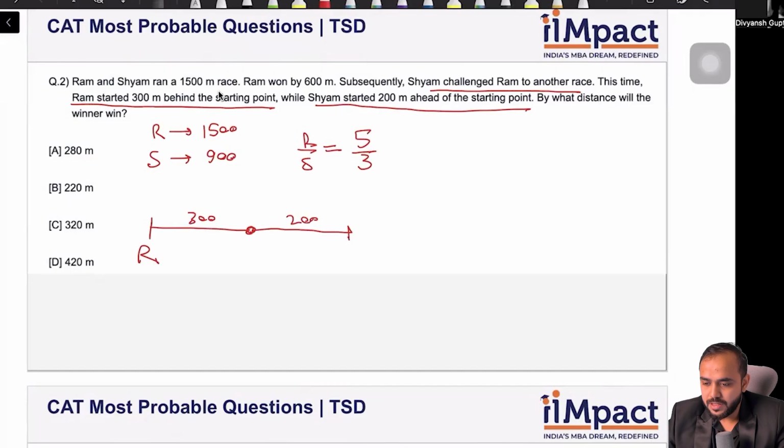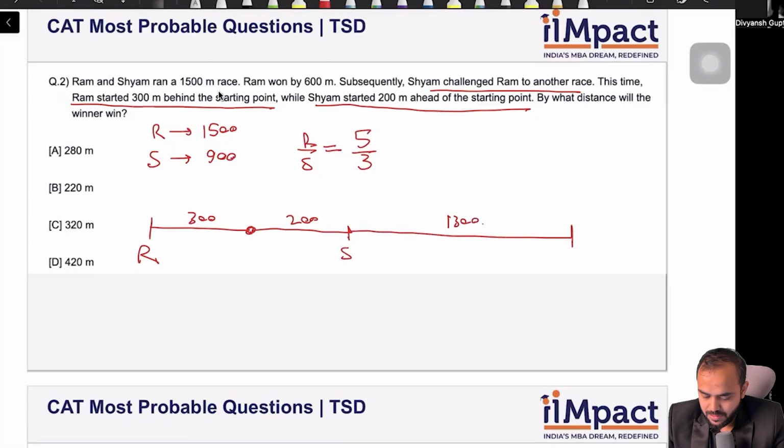Sham will start 200 meters ahead of the starting point, and the entire race was of 1500 meters, which means 1300 meters will be left in this new race. Now, by what distance will the winner win? So, first let us decide who is going to be the winner. Let us first calculate how much distance will Ram cover if Sham is to cover this 1300 meters to finish the race. So, if Sham covers 1300 meters, Ram will cover 5 by 3 times of that, because his speed is 5 by 3 times of Sham's speed.